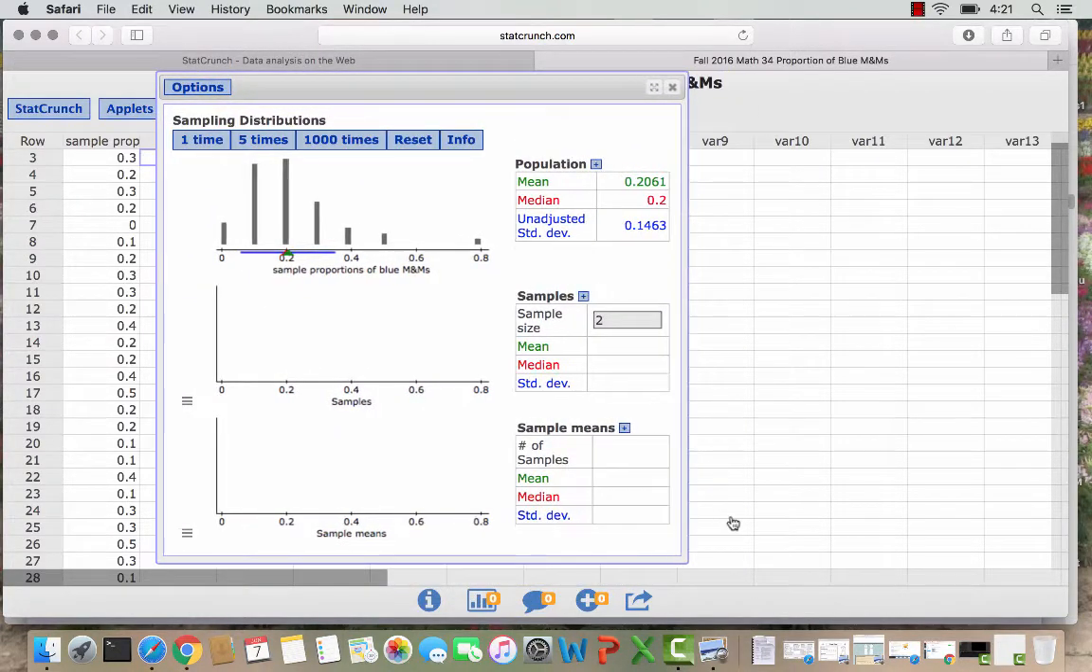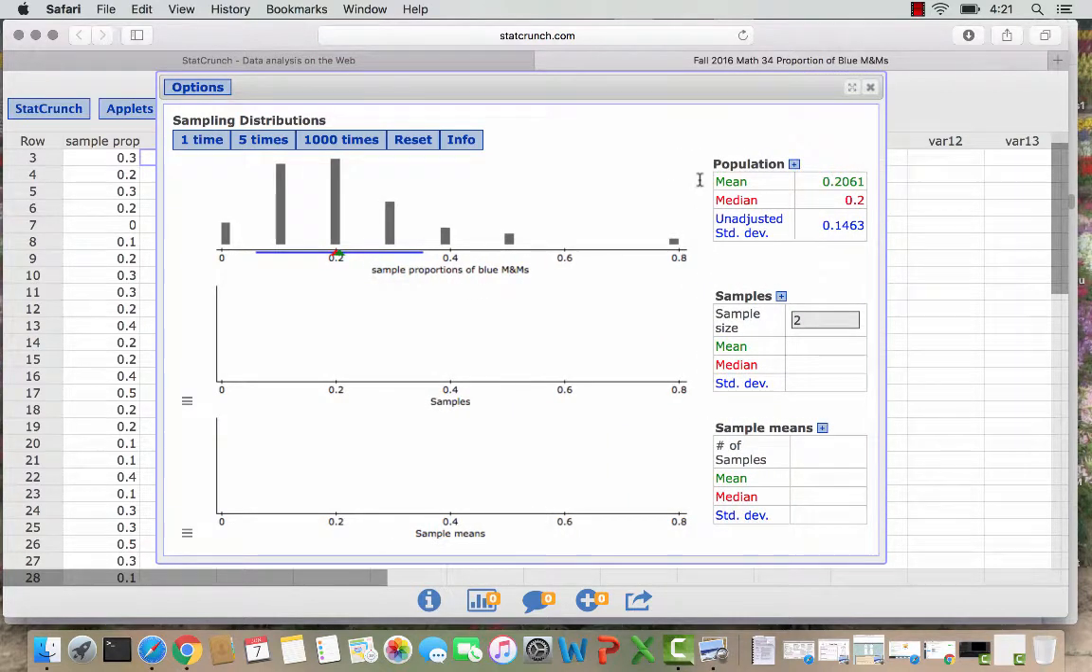So up here in the top graph is the population distribution. So this is similar to the dot plot that would have been drawn by this fall 2016 class. And we see the mean of their dot plot is 0.2061. The median, the middle value, is 0.2. And then we've got what we call the unadjusted standard deviation because that includes outliers. Like this value may or may not be an outlier, but it looks like it might be. To know for sure it's an outlier, we would do a statistical calculation like you did in earlier chapters.